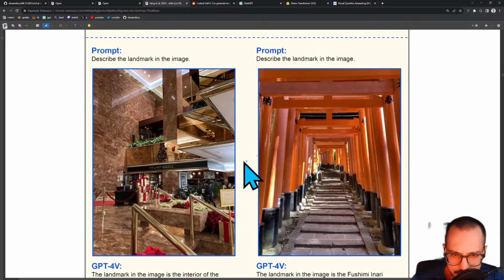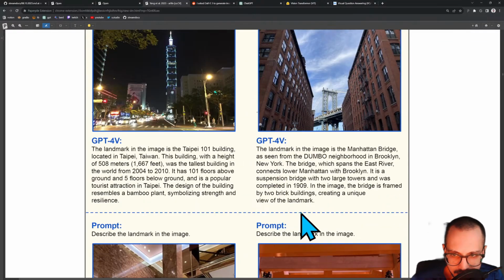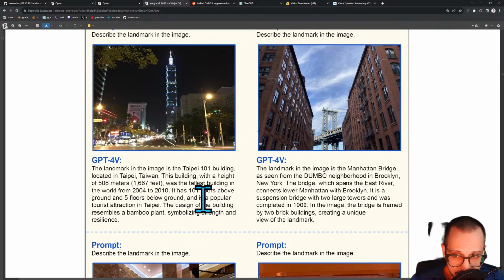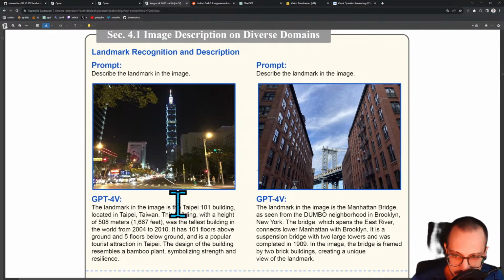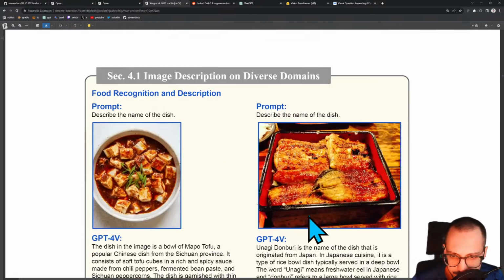I think what they're trying to show you here is that it's not necessarily the most obvious. So like here, this picture of this Taipei 101 building, it's not a frontal shot of the building in the middle of the day, right? It's kind of a weird angle, and it's kind of blurry, and it's at night. So I guess that's more impressive that it can do that. Let's keep going.